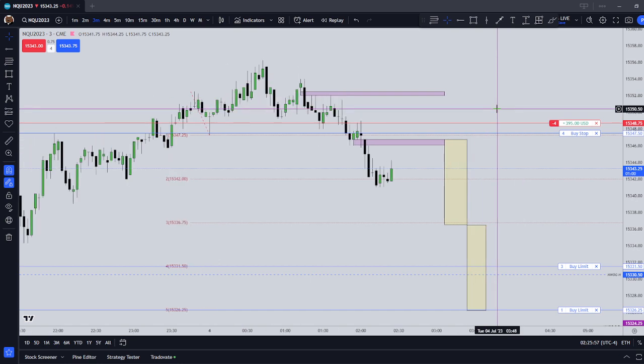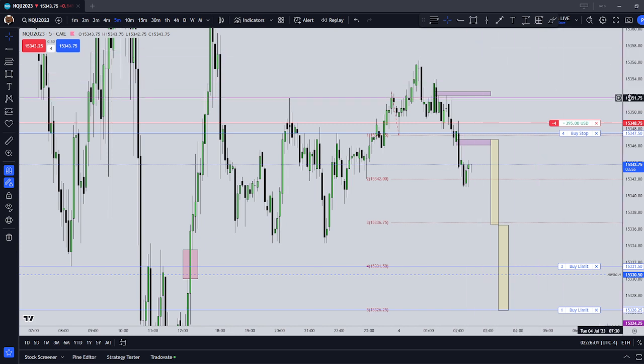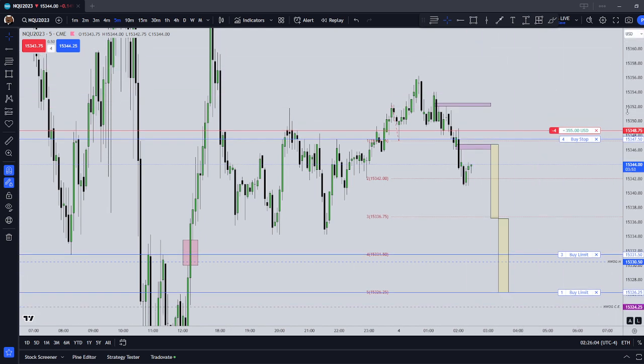The most important thing about ICT trading is not the PD arrays, it's the draw on liquidity. Where is price going?